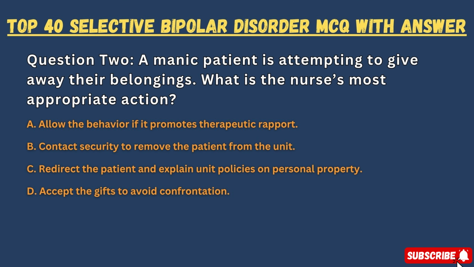Question 2. A manic patient is attempting to give away their belongings. What is the nurse's most appropriate action? A. Allow the behavior if it promotes therapeutic rapport. B. Contact security to remove the patient from the unit. C. Redirect the patient and explain unit policies on personal property. D. Accept the gifts to avoid confrontation.